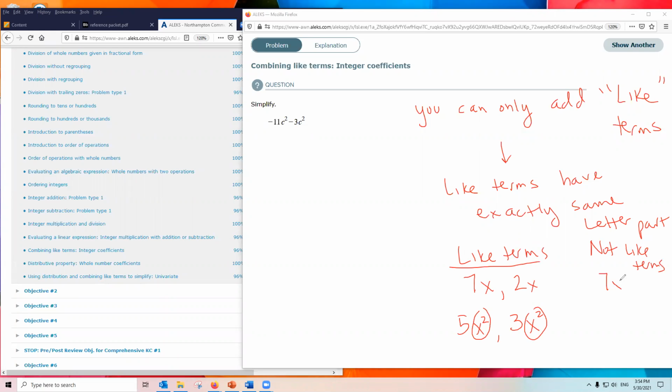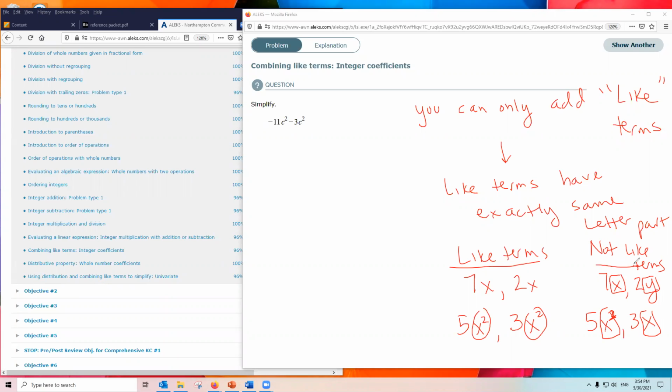Let me give you some examples of not like terms. How about 7x and 2y? Well, those are not like terms because the letter part is not the same. This is an x and this is a y. Well, that's different. How about 5x squared and 3x? Well, these are not like terms because, again, the letter part is not the same. This is an x to the 2. This is just an x. It's got to be exactly the same. It's got to be the same letter with the same exponent on it.